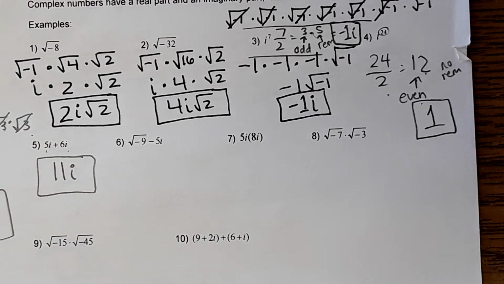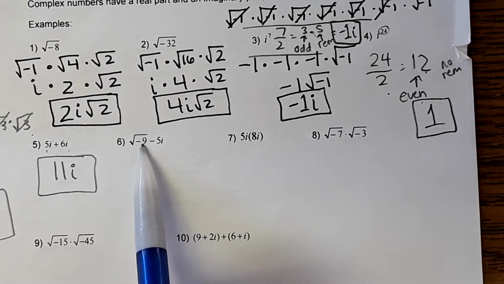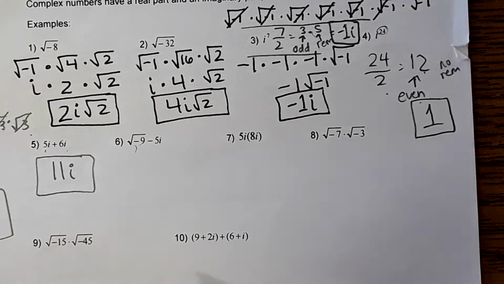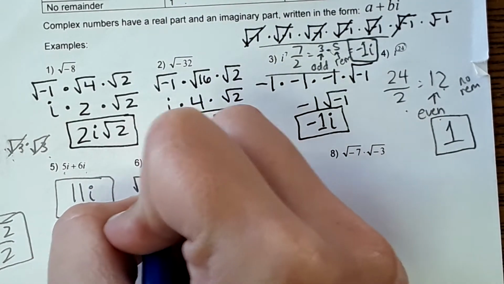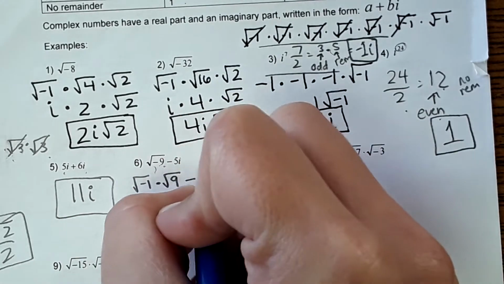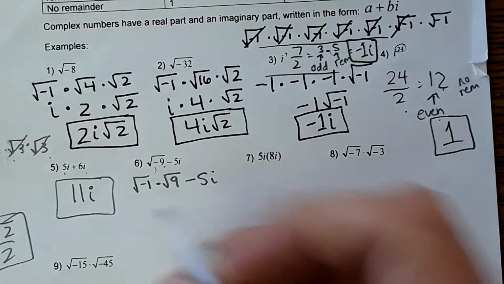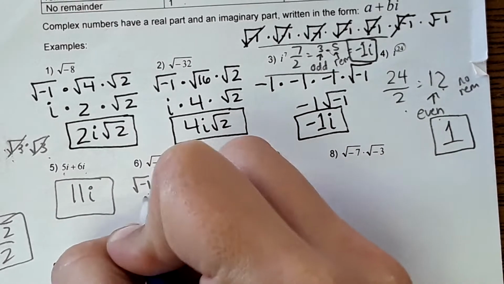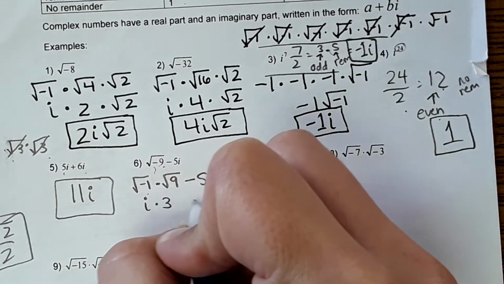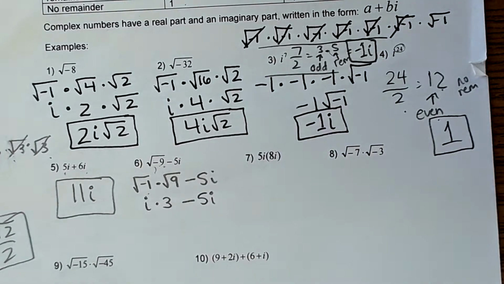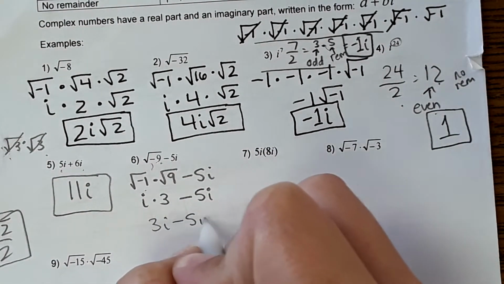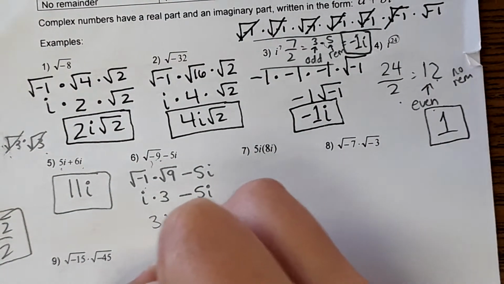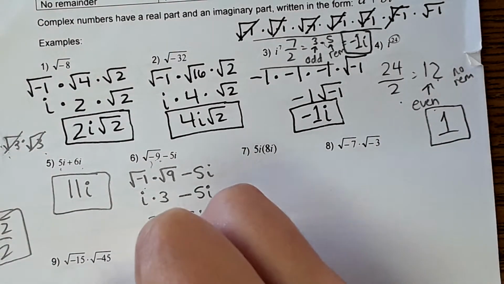Then number 6, remember this all builds. So we're going to break up the square root of -9, and then combine like terms if we can. So this square root of -9 would be square root of -1 times square root of 9 minus 5i. So square root of -1 is i, square root of 9 is 3. Make sure you use order of operations, so you'd multiply this first. And it just comes out to -2i.